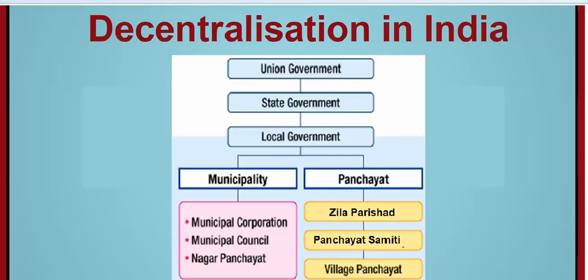In Panchayati Raj system, there are three levels of Panchayati Raj system. In the villages, we are having village panchayat. Then we are having panchayat samiti in blocks, and every jila, that means district of India, is having one organization. It is called Jila Parishad.